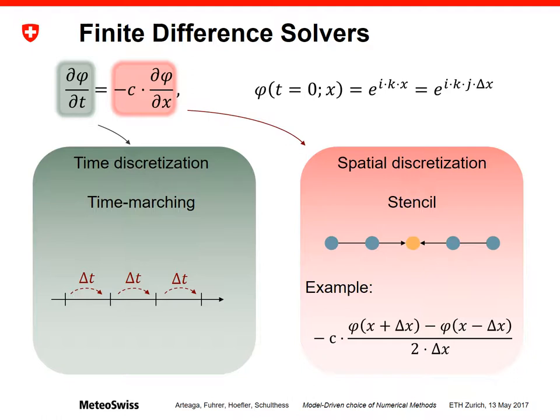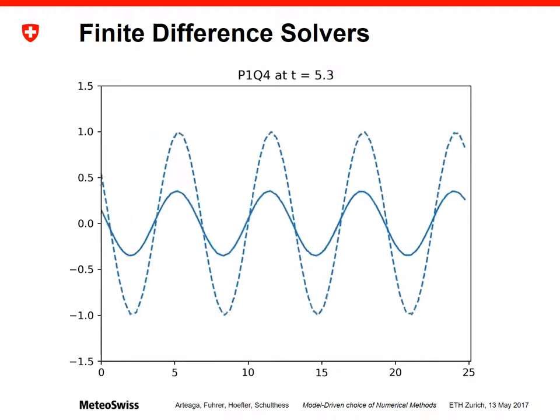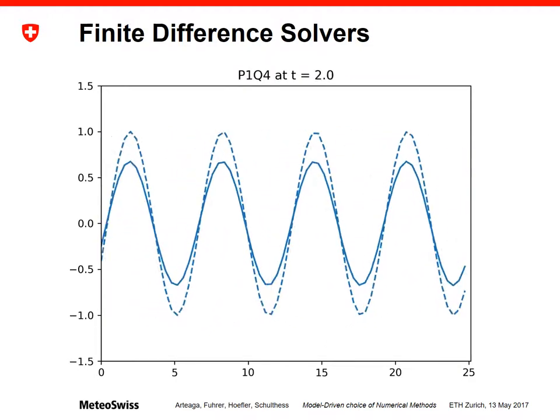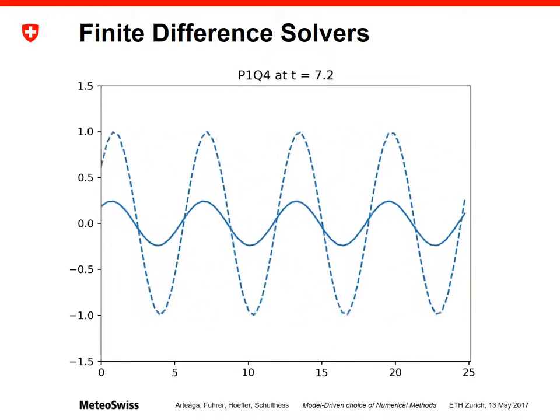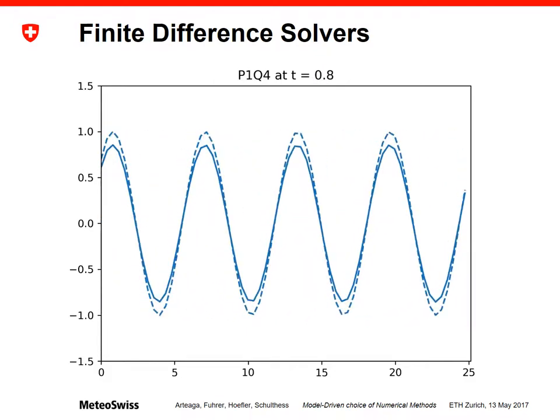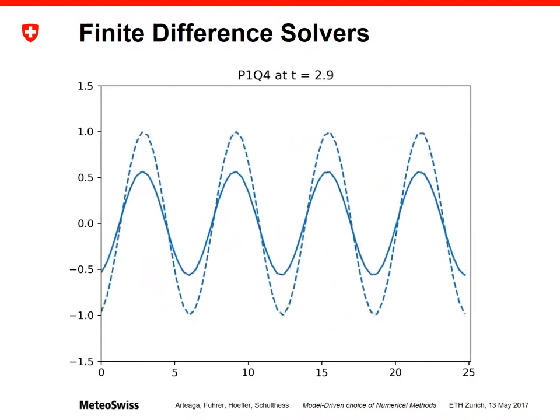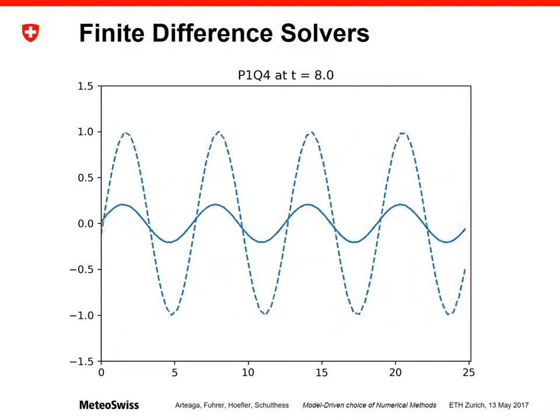In order to illustrate how a finite difference solver treats linear advection equations, we show an example of a first-order spatial discretization coupled with a fourth-order time discretization. As we see, the exact solution is given by the dashed line, whereas the solid line shows the numerical solution. In this case, we had some numerical diffusion given by this first-order spatial discretization scheme.